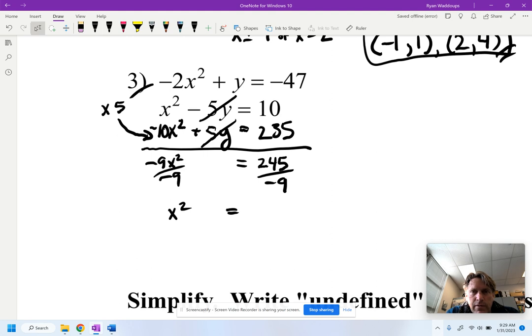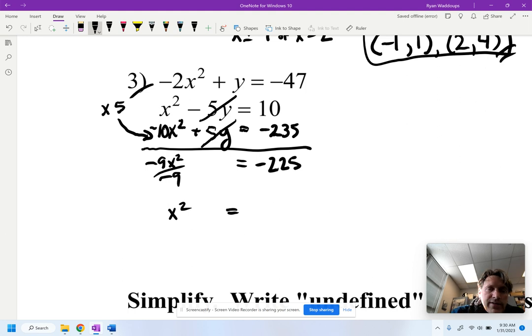Let me double check my arithmetic. Oop, I made a mistake. Excuse me. This should not be 235. I was multiplying 47 by 5 is 235, but 5 times negative 47 would be negative 235. And that would give me negative 225 when I add them together. Now, when I divide through by negative 9, negative 225 divided by negative 9 gives a positive 25.